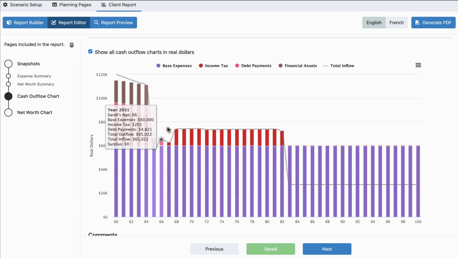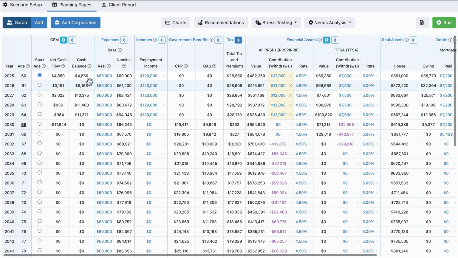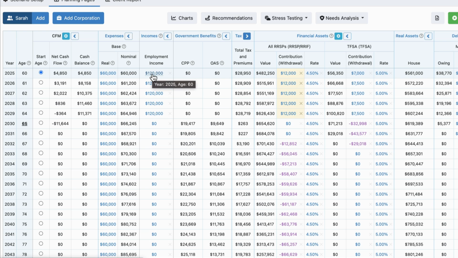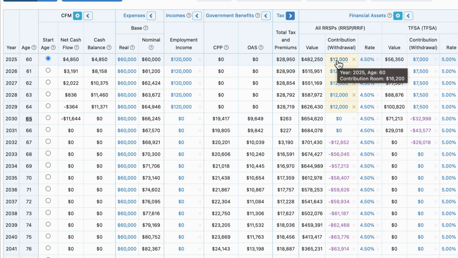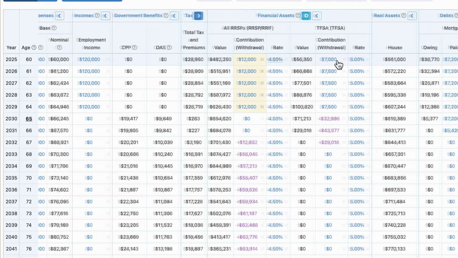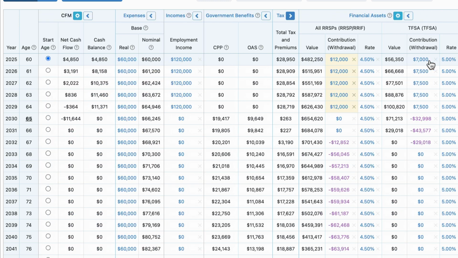Let's review this on the planning pages. In the first year, Sarah plans to spend $60,000. She's earning $120,000 in employment income. She's paying taxes and makes some contributions to her financial assets. She also paid a little bit of debt. It turns out that she has a small surplus each year.